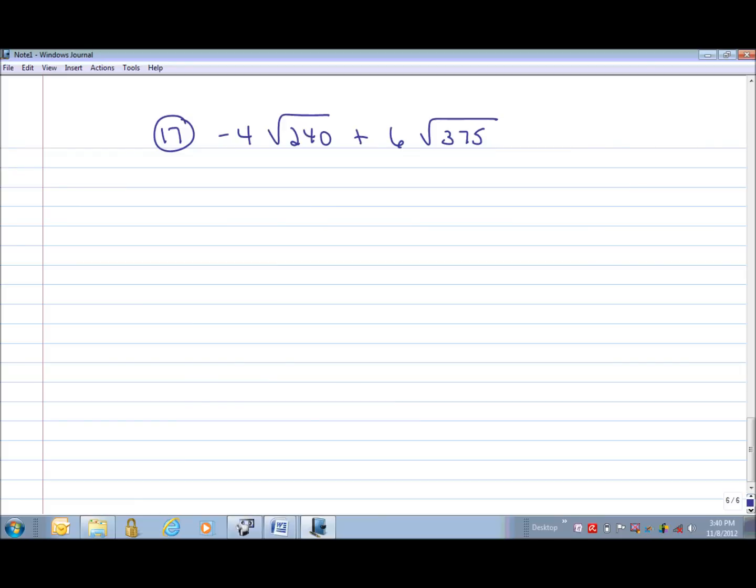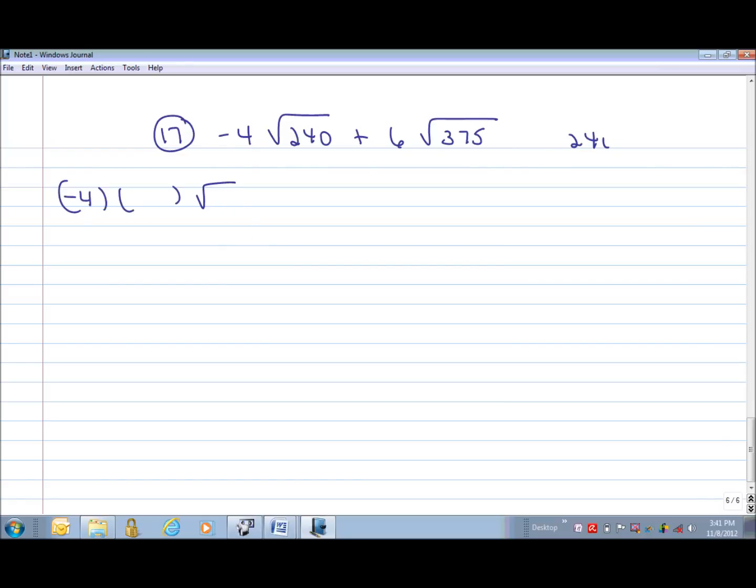Finally, number 17, and this is basic simplification. You cannot add or subtract radicals unless they are like terms, and that means that the radicand, the part underneath the radical itself, would have to be the same for them to be like terms. So let's see if we can make that happen. Let's go over and simplify 240. Remember, we already have negative 4 times whatever we pull out of the house here. Let's figure out what that is.